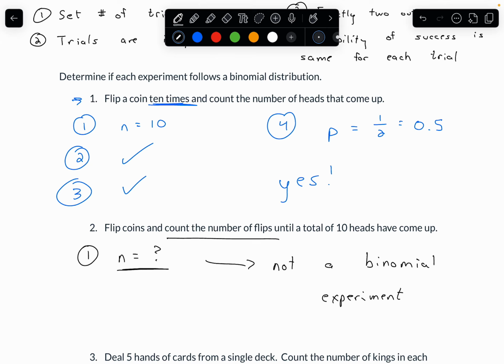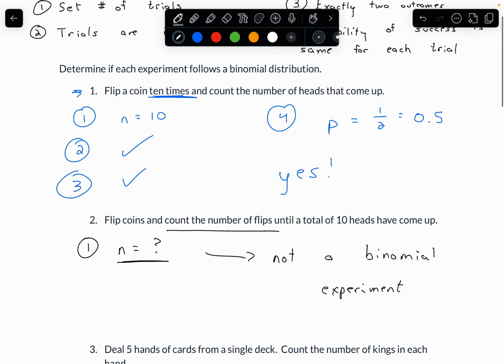I don't need to check conditions 2, 3, or 4. I can just stop right there and say, no, we can move on. This is not a binomial experiment.